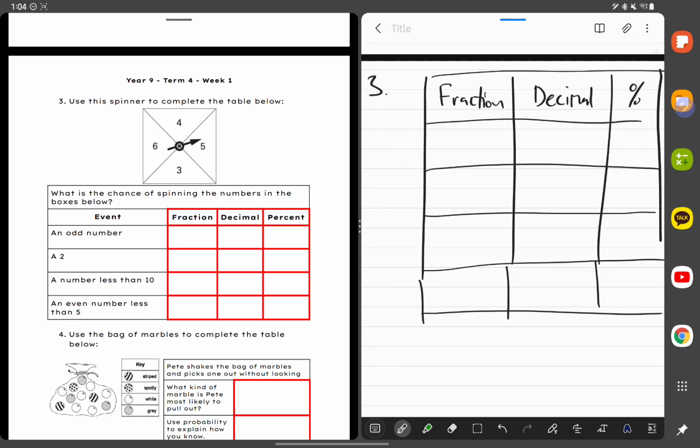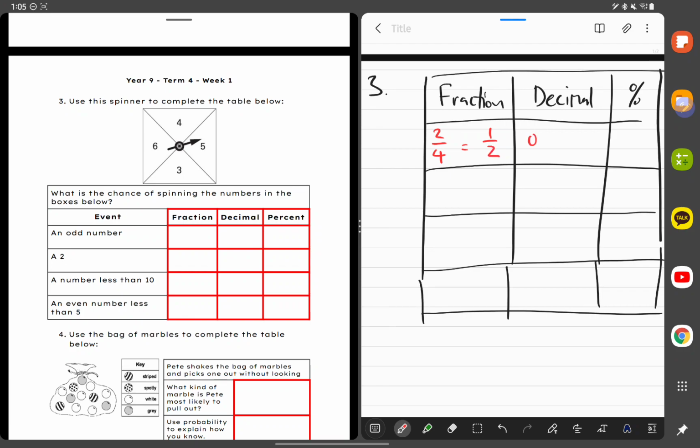All right. The event of an odd number. In fractions, if you look at the spinner, there are two odd numbers, the 3 and the 5, and the chances seems to be 2 out of 4 possible places it can be. That's 2 over 4. You can also say that's a half.